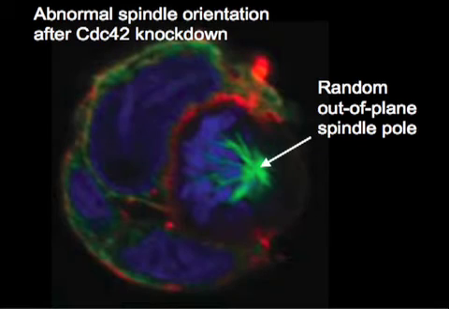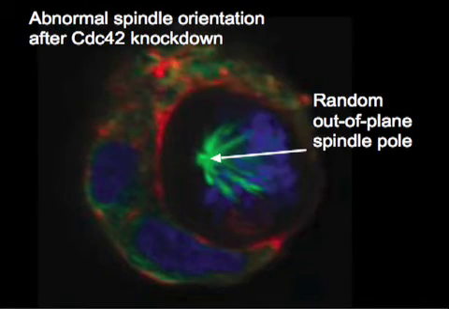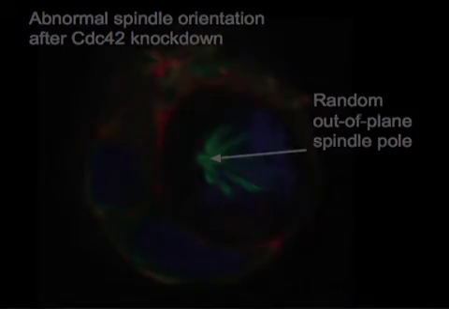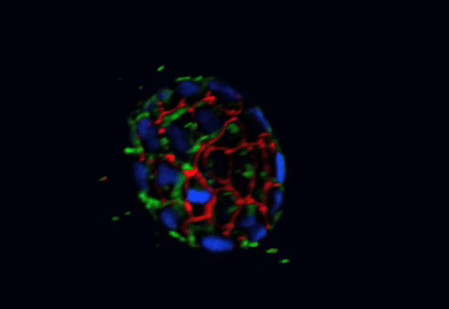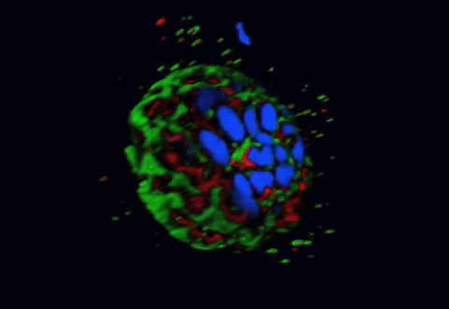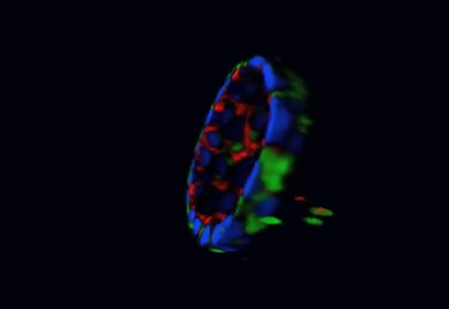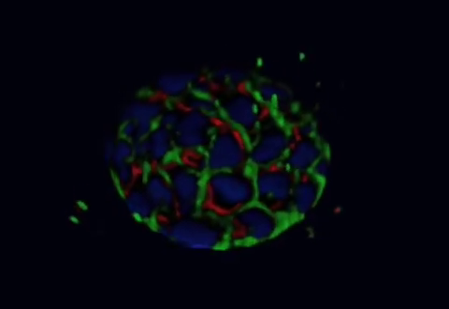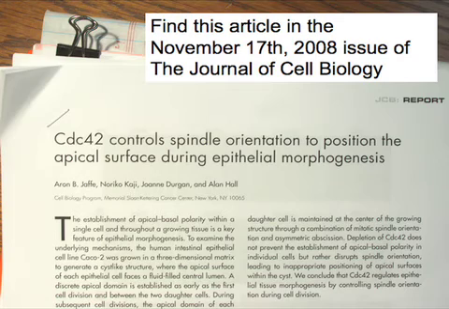And what we found Cdc42 disruption does is it disrupts the organization of the mitotic spindle. So essentially that angle now is not 90 degrees, but it's essentially random. In these cells then, Cdc42 does not control polarity per se, but rather controls the orientation of the mitotic spindle. Exactly how it does this is the next question for the team. The paper by Hall and his colleagues is available in the November 17th issue of the Journal of Cell Biology.